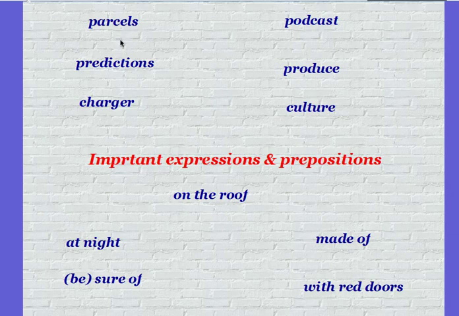The next word, it's predictions. Yes, predictions. And it means a statement that says what you think will happen. Again, a statement that says what you think will happen. So I can say, I have learned not to make predictions about the weather. Again, I've learned not to make predictions about the weather.